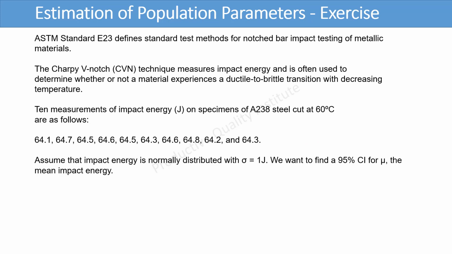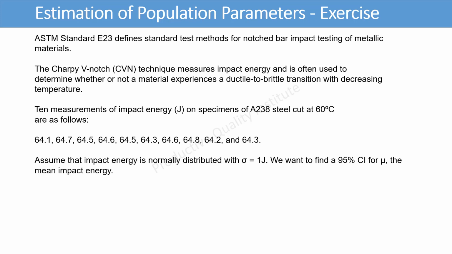ASTM Standard E23 defines standard test methods for notched bar impact testing of metallic materials. The Charpy V-notch, CVN, technique measures impact energy and is often used to determine whether or not a material experiences a ductile to brittle transition with decreasing temperature.